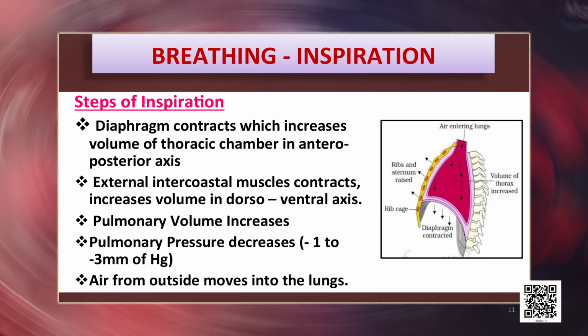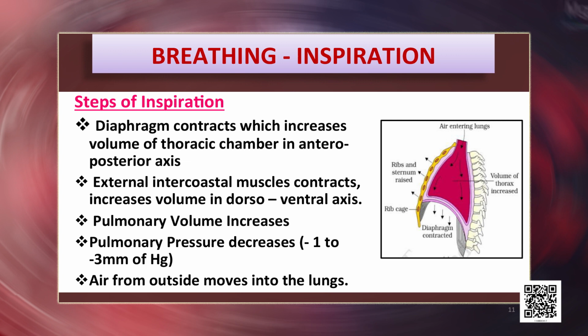As you can see on the screen, the diaphragm present below the lungs is a dome or a U-shaped structure. During inspiration, the diaphragm contracts, due to which it becomes flat, thus increasing the volume of the thoracic cavity in length, that is, the antero-posterior axis. External intercostal muscles are present between the rib bones. These muscles contract and pull the ribs and sternum upward and outward, that is, in the dorsoventral axis. This increases the volume of the thoracic cavity.